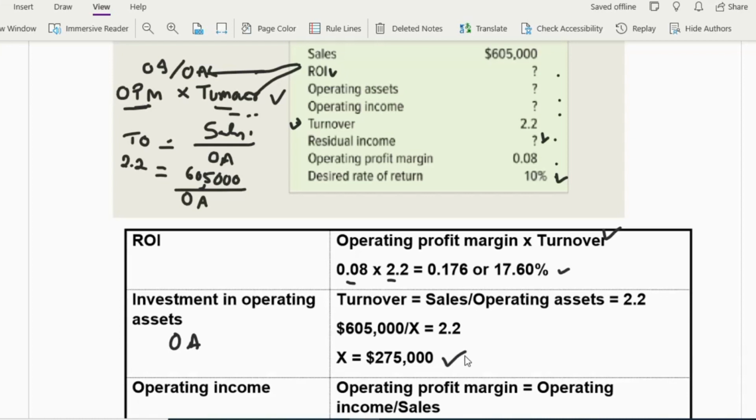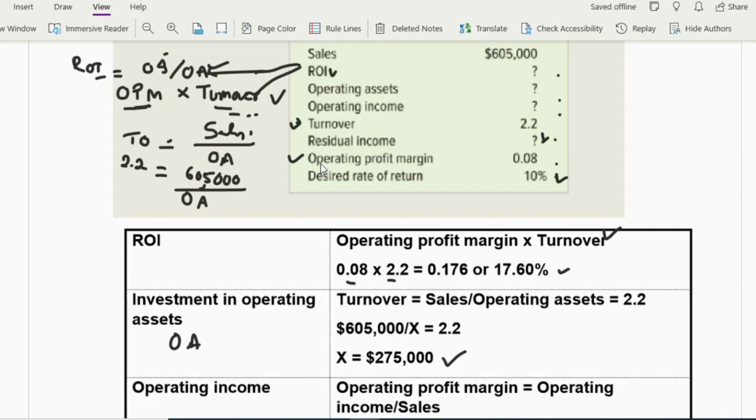Now since we know two ways to calculate the operating income, we can take the help of the ROI formula, this one, because we know ROI, we know operating assets. Now operating income is missing. We can use this formula. We can also use this operating profit margin formula.